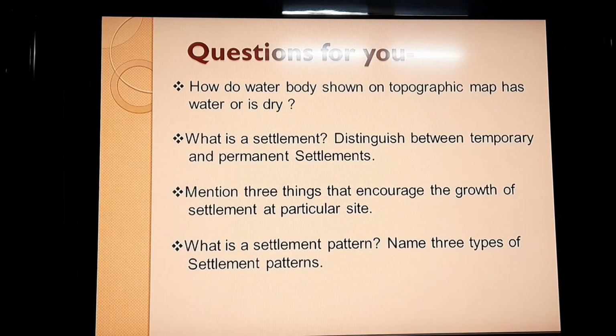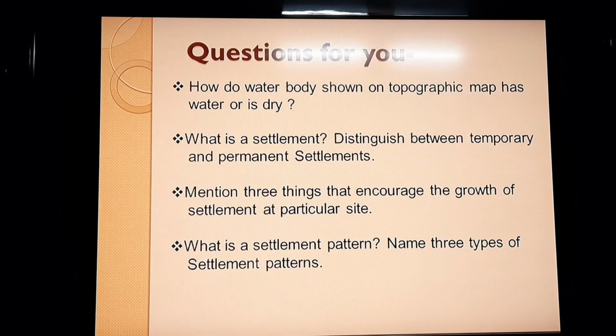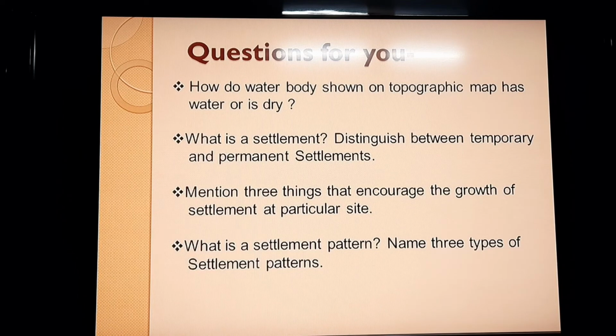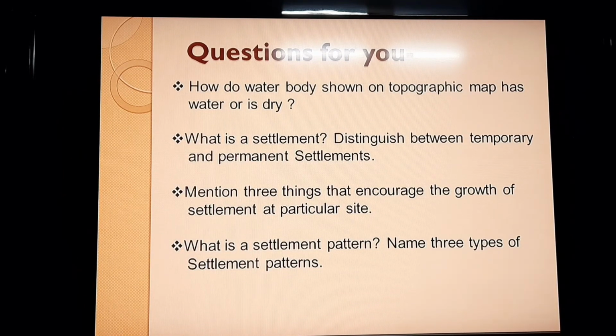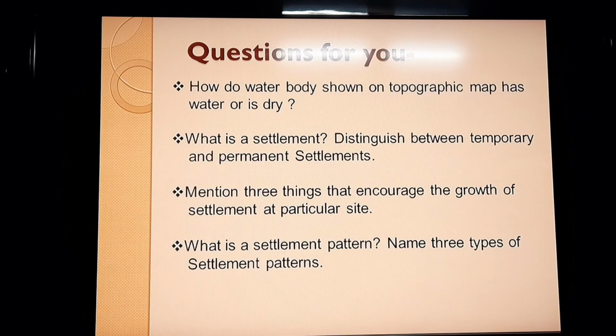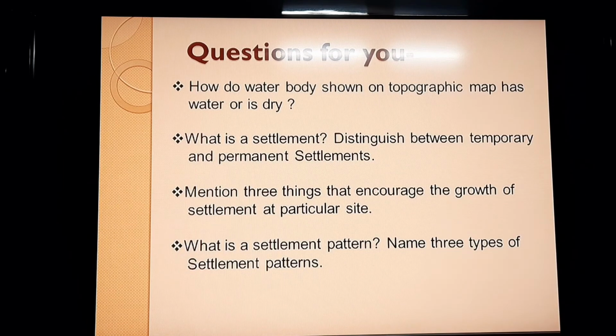The third question: mention three things that encourage the growth of a settlement at a particular site. When we were discussing the site of a settlement, we already discussed what things are needed for a settlement at a particular site. We have seen that water should be there, fertile soil and a suitable climate should be there, and lots of industrial activity should be there, so the people are encouraged to settle over there. You have to write from there the three things which encourage the growth of a settlement at a particular site.